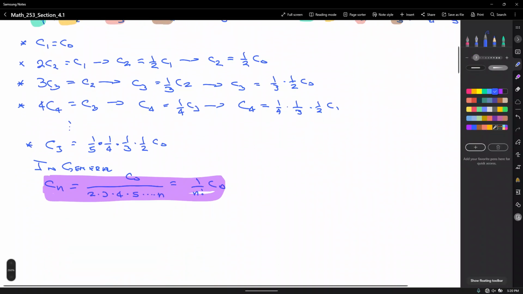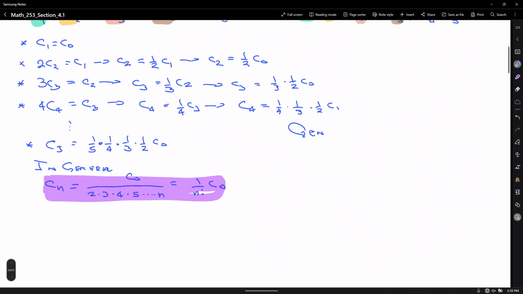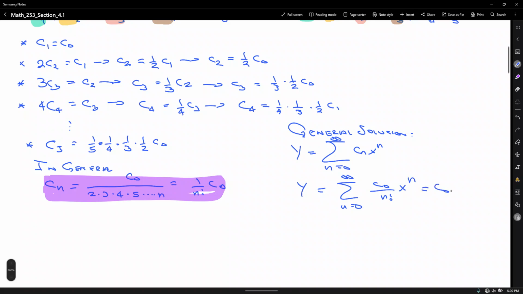So the general solution, y equals sigma n equals 0 to infinity c sub n x to the n, which is sigma n equals 0 to infinity of c naught over n factorial x to the n. This is the series solution, guys. Let me take the constant outside: c naught times sigma n equals 0 to infinity x to the n over n factorial. This is our series solution.